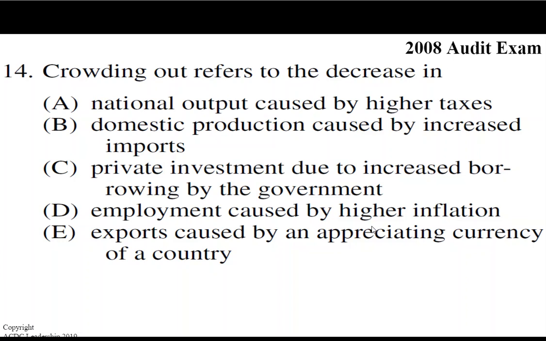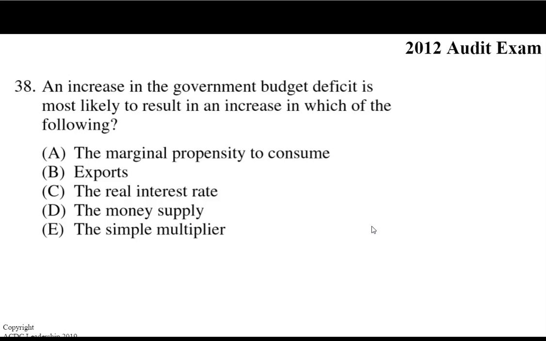All right, a couple of quick questions. Crowding out refers to the decrease in: clearly C, private investment due to increased borrowing by the government. And the final one, an increase in the government budget deficit is most likely to result in an increase in which of the following? And it's real interest rate.